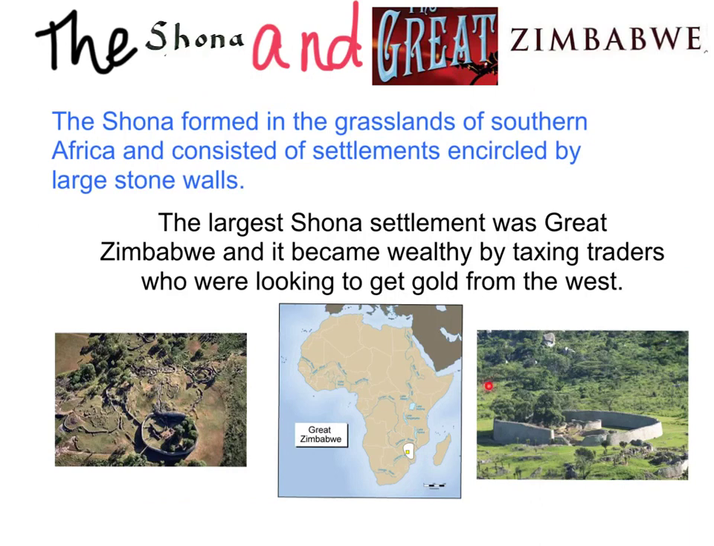As you can see in the pictures, here's an example of some remains of Great Zimbabwe, where you have the wall around that little settlement there. That was the largest. And here's an aerial view of that, where you can see the walled settlement there. That is Great Zimbabwe.